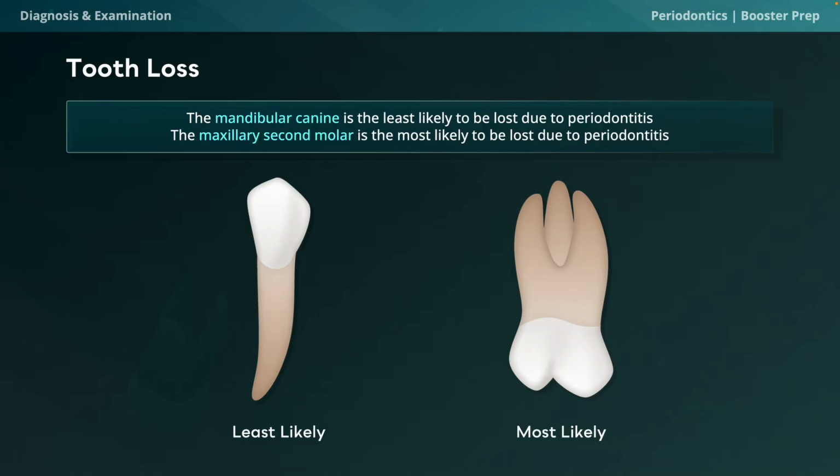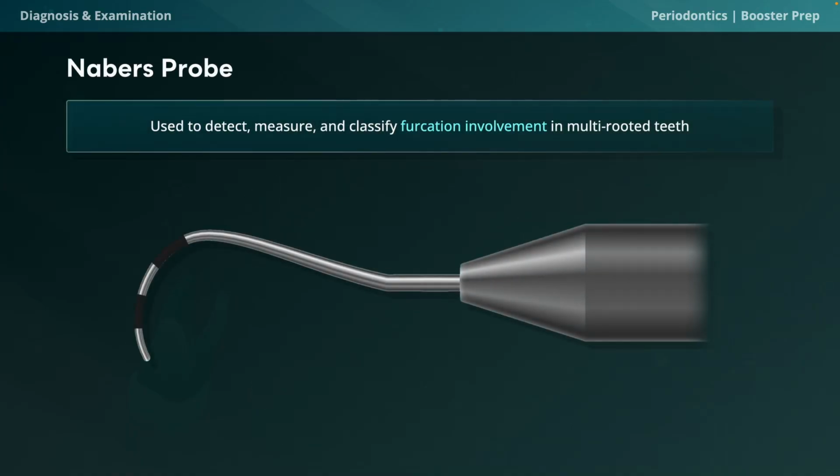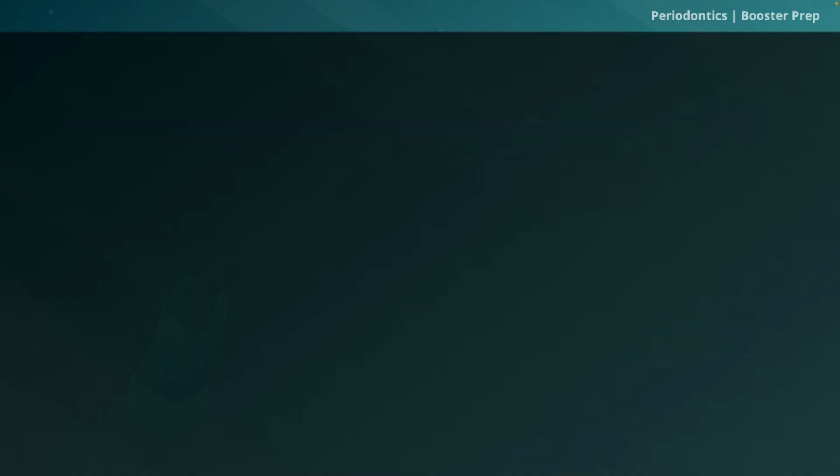And speaking of furcations, I want to quickly put the spotlight on an important tool in our armamentarium, the almighty Nabers Probe. So as a refresher, furcation involvement occurs when periodontal disease causes bone loss between the roots of the tooth, exposing the furcation area. The unique design of the Nabers Probe allows it to curve into the furcation area and measure the depth.